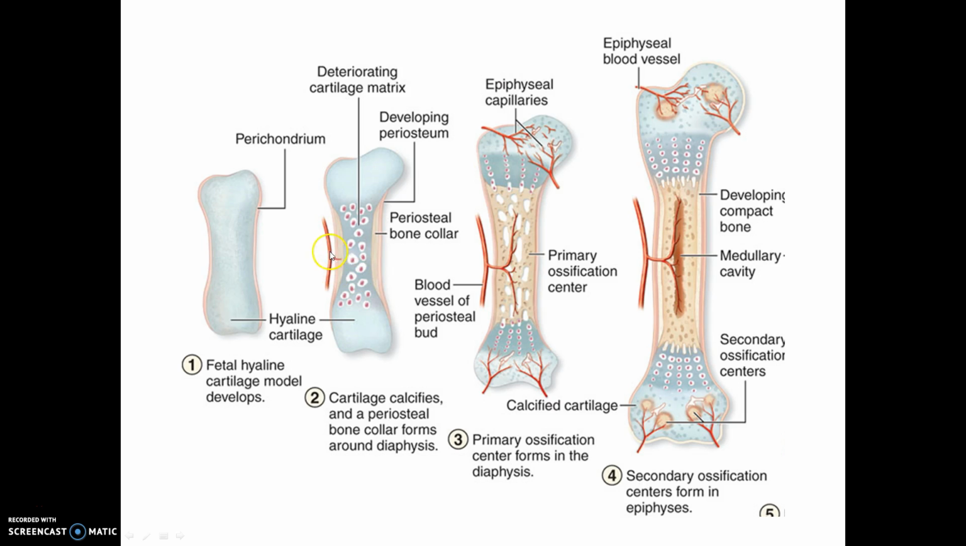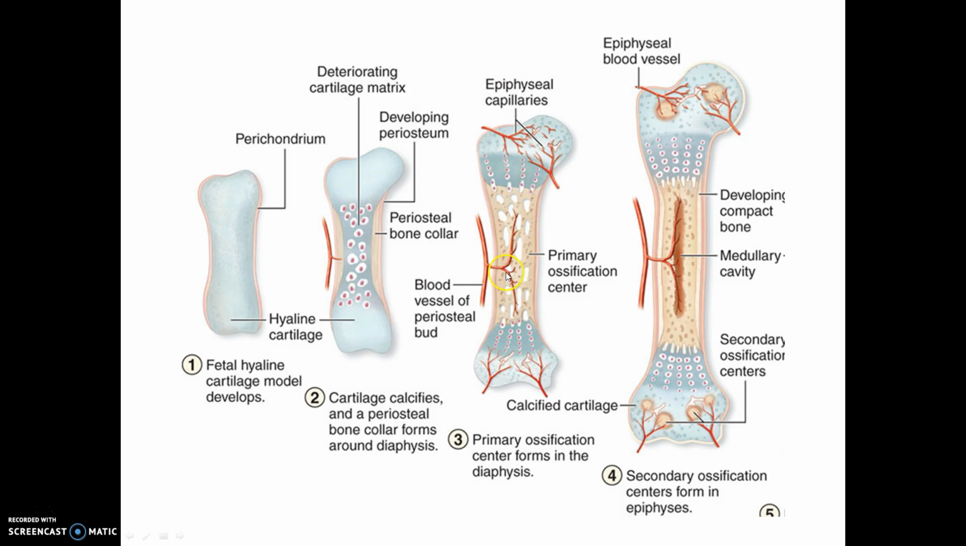As a result, blood vessels can enter that space, penetrate the perichondrium, which is soon going to become the periosteum. And stem cells, the osteoprogenitor cells, are going to enter the diaphysis and start to secrete osteoid from inside that periosteum. So the osteoblasts, rather, are going to start to produce osteoid from inside the periosteum, producing what's called a periosteal bone collar around the diaphysis. You see that building up just in the interior of the periosteum.